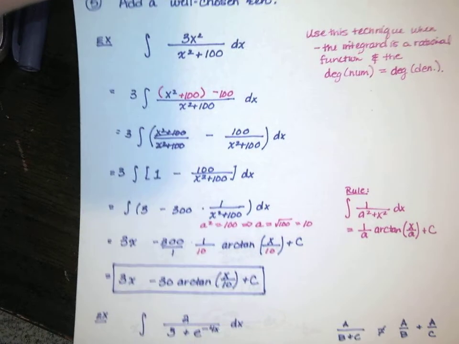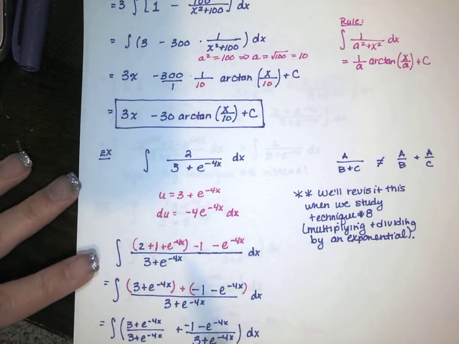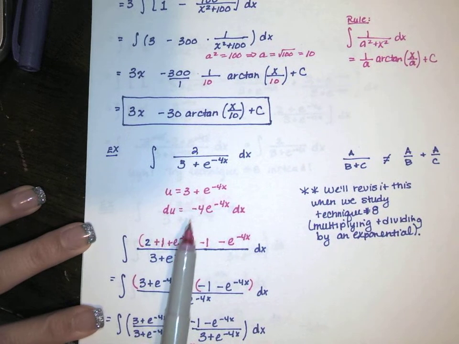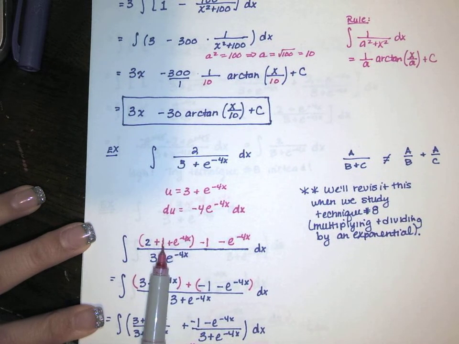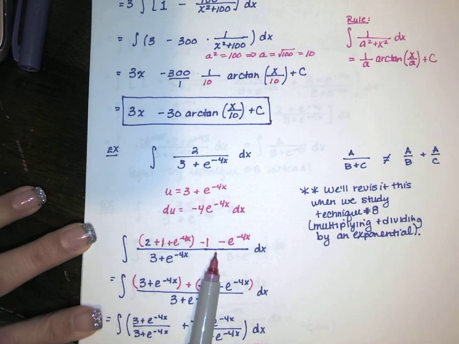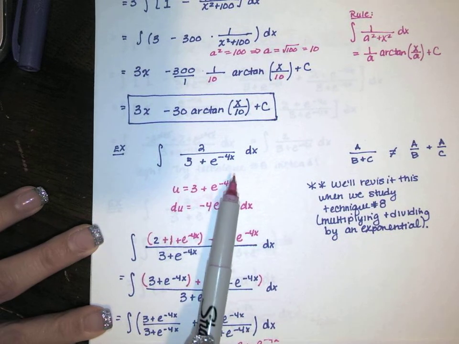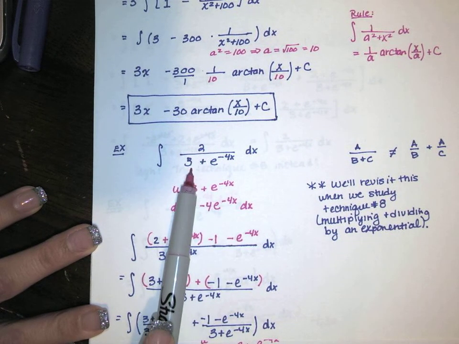Now, this problem looked like it might be a good candidate for adding the well-chosen 0, but it wasn't. Because in order to make that 2 a 3, I had to add a 1. And adding that one meant subtracting that one, and subtracting that one meant the u sub didn't work over here. So this is not a good candidate for the well-chosen 0 because that 2 and that 3 are different.